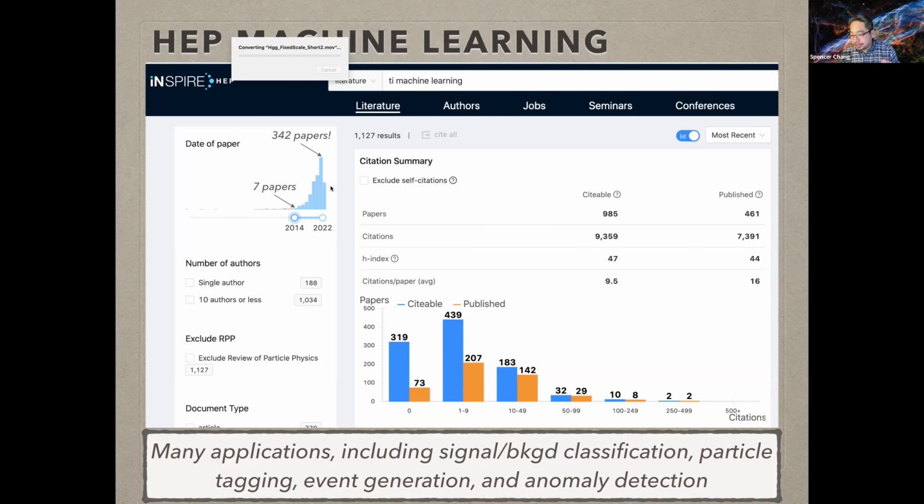This, of course, is not new. Machine learning has been studied and used by experimentalists for a long time. But the broader use, by theorists and also in physics outside of particle physics, has really been mirroring the increase of machine learning in computer science. Specifically in high energy physics, there are many applications: signal background classification, which I'll talk about; particle tagging, which I won't; event generation, making faster detector simulated events; and anomaly detection, which I'll also talk about.